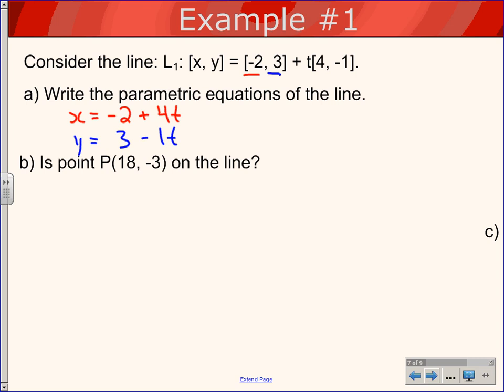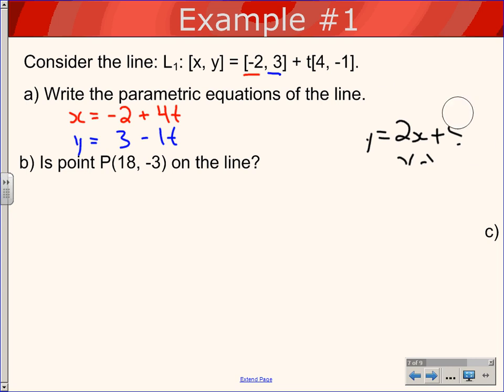Is the point 18, -3 on the line? Well, that's a really easy question in grade 9, right? In grade 9, you were given equations like that. And if you wanted to know if 18, -3 was on the line, you just subbed in those values and you checked to see if it was equal, right? Really simple in grade 9.